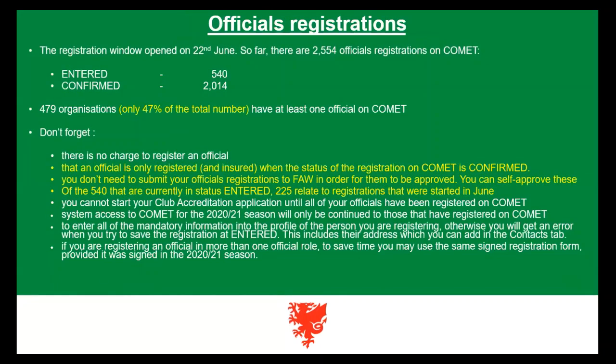We've also had a good start on officials registrations. So far, 2,554 registrations are on COMET. Over 2,000 of those are confirmed, but there are still a number entered, 540 currently. 479 clubs, leagues and areas have been registering officials, but this is only 47% of the total number of organisations. So we'd encourage those of you who haven't started to get them registered.